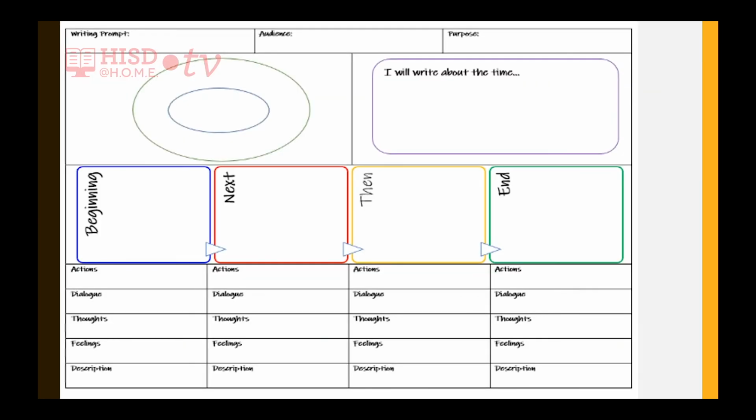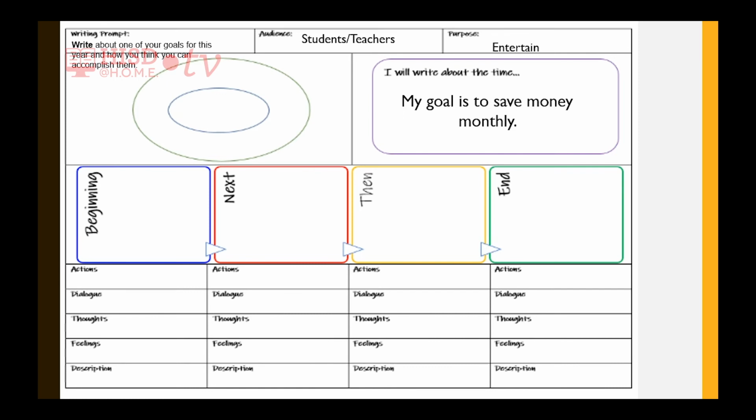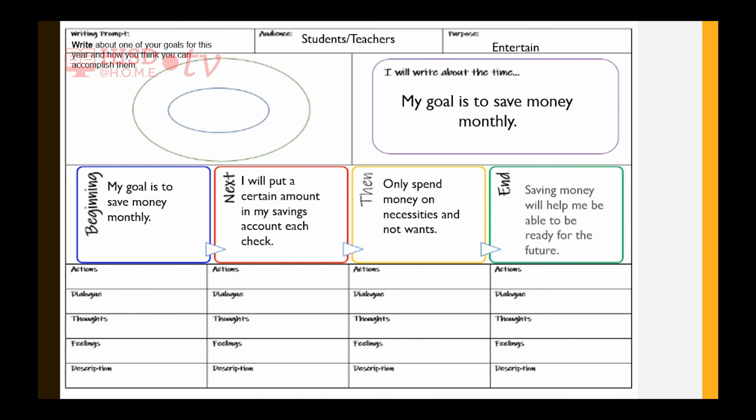As a reminder, we use the following graphic organizer to help organize our learning. So our writing prompt again was write about one of your goals for this year and how you think you can accomplish them. We identified our audience as our students and teachers, and the purpose is to entertain. So we chose one goal from our graphic organizer that we want to focus on. So the goal that I'm focusing on is my goal of saving money monthly. We then planned our beginning, our middle, and our end.